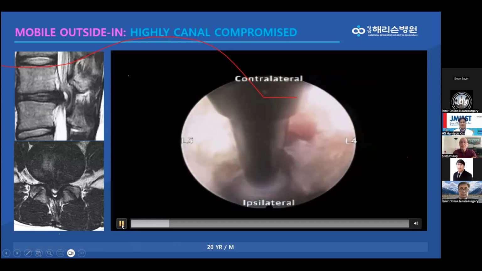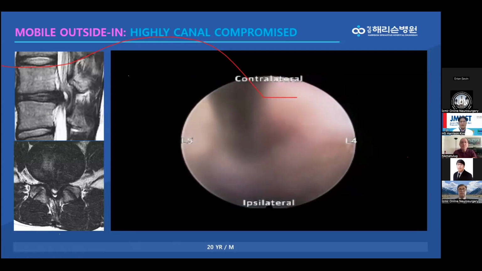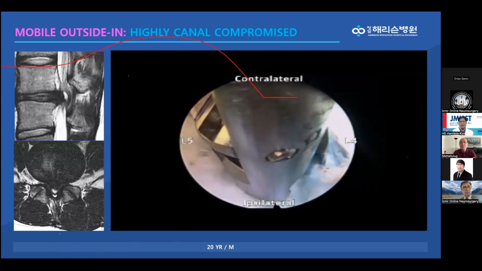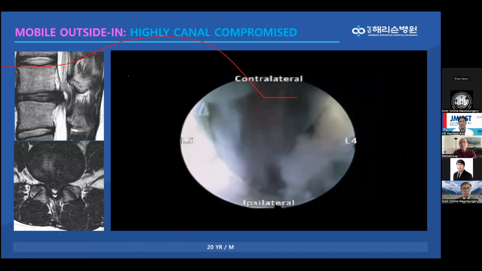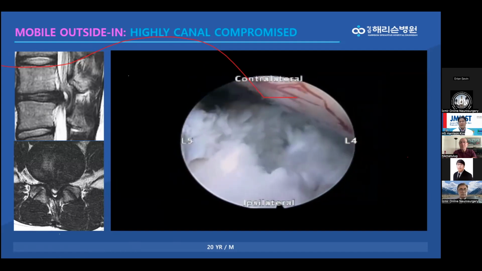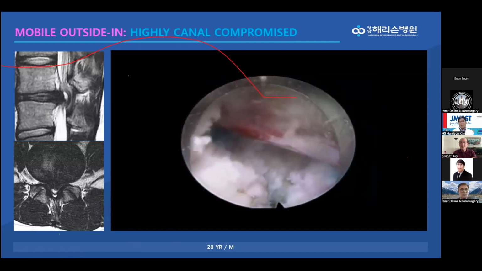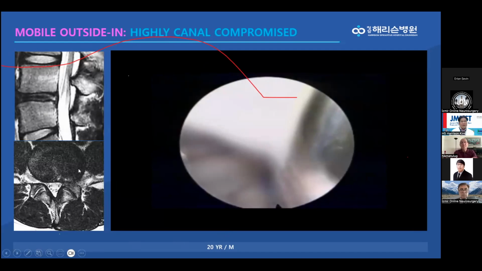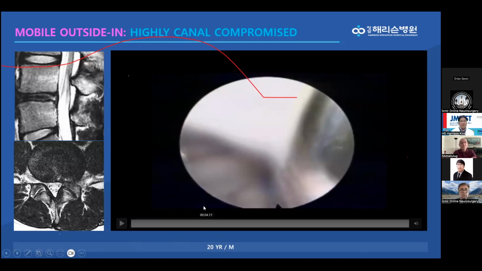Okay. Firstly, performing the drilling. You can see here the working channel is not inserted into the disc space. After that, you can see the patient has an excellent clinical result.